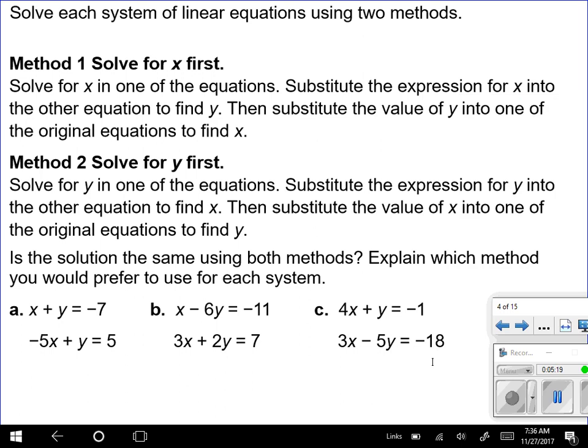Alright, so method 2, if I solve for y first, I'm just going to subtract x from both sides. So I end up with y equals, I could do negative 7 minus x or negative x minus 7, either way. Okay, so now it says solve for y in one of the equations, then substitute the expression for y into the other equation to find x. So now I'm doing the same thing, I'm substituting in for y.